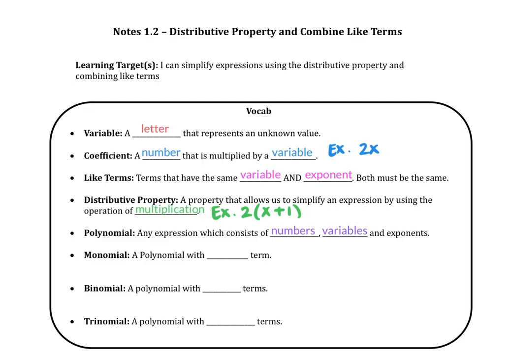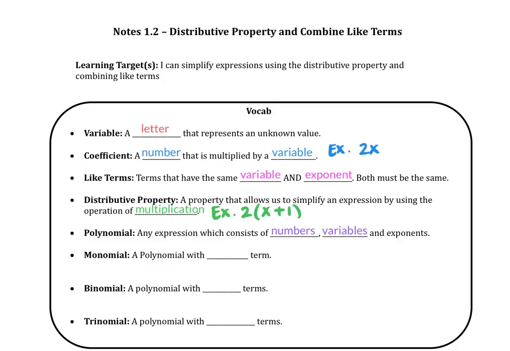A polynomial is just any expression that consists of numbers, variables, and exponents. If you think about this, this is like a broad term that covers many different types of expressions. This is similar to how the term polygon describes any type of closed figure that doesn't have curved sides. Then you have different types of polygons like a rectangle, a triangle, a pentagon. Well, polynomial describes all types of expressions, no matter the number of terms.